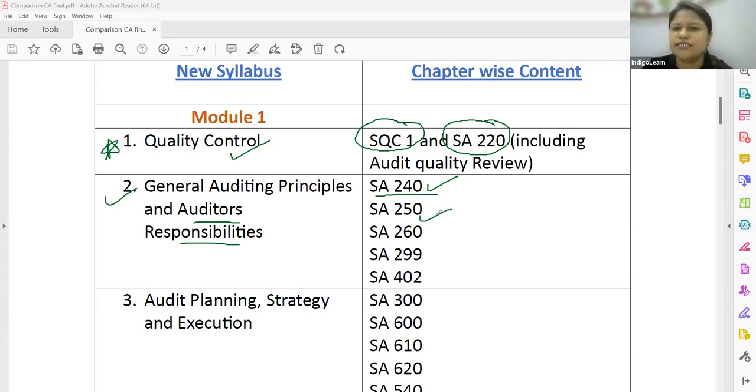Then we talk about communication with TCWG, consideration of laws and regulations, joint audit, and the auditor's considerations relating to those entities which are using a service organization, SA 402. So basically, you can talk about this chapter as a collective understanding of these standards together. This chapter, general principles and responsibilities of the auditor, is nothing but a cumulative study of these standards, that is 240 fraud risk, 250 consideration of laws and regulations, 260 communication with TCWG, 299 joint audits and the responsibility of the auditors in joint audits, and 402 on service organization. So if you bring all these standards together, you actually study them as a part of this chapter.